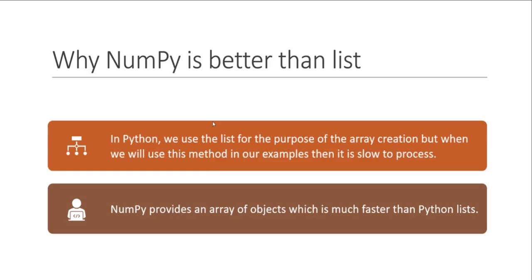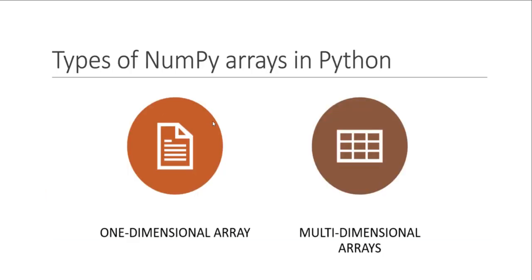On the other hand, Python does not provide built-in support for the array. We need to import the array module to use the NumPy package in the Python program. Now we will learn the types of NumPy arrays in Python. Basically there are two types of arrays, that is one-dimensional array and multi-dimensional array.